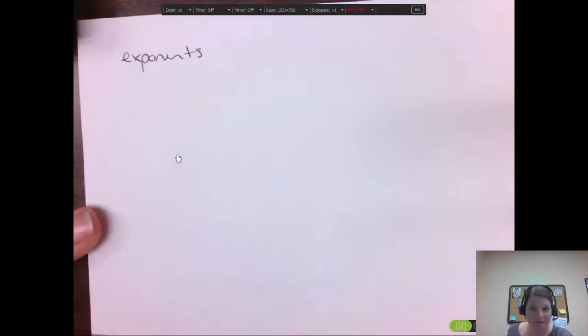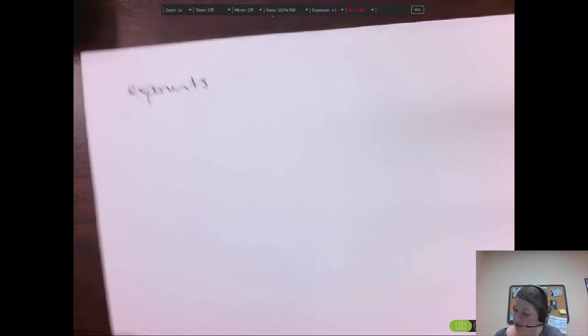This is section 5.1, or, oh goodness, I don't remember. I never remember the other ones because they changed the chapters for my other text.